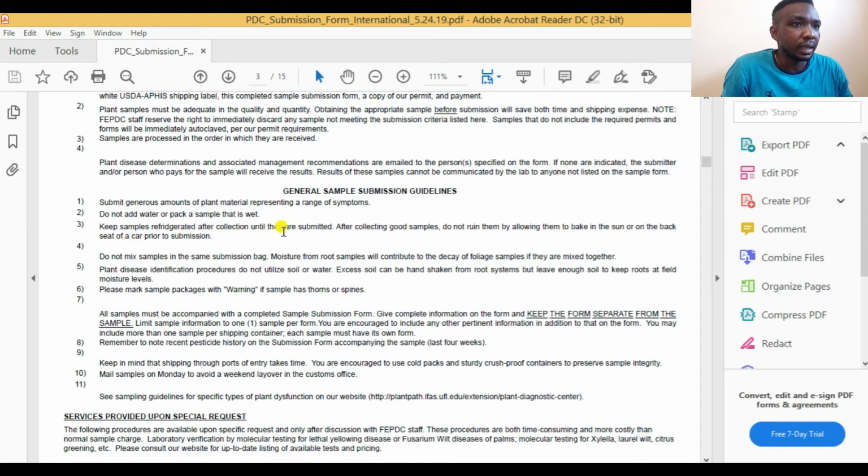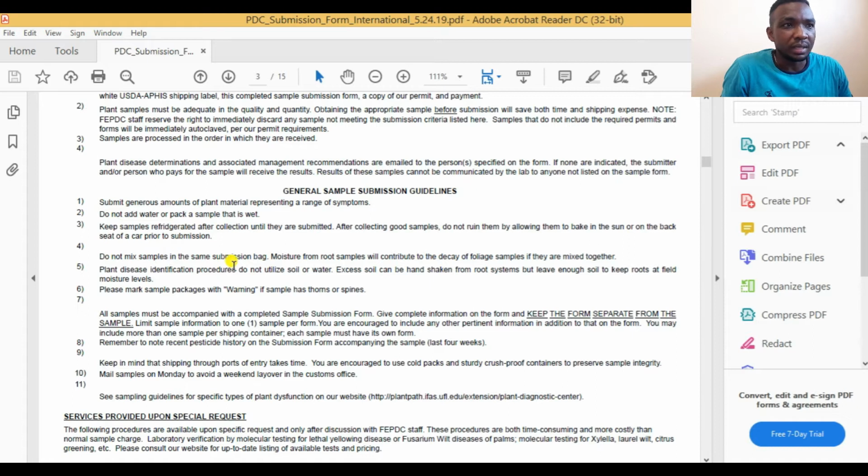Right here it says, after collecting good samples, do not ruin them by allowing them to bake in the sun or on the back seat of a car prior to submission. So don't leave the plant sample in the car, because the car develops heat and it will desiccate or dry them out, and they don't want that.